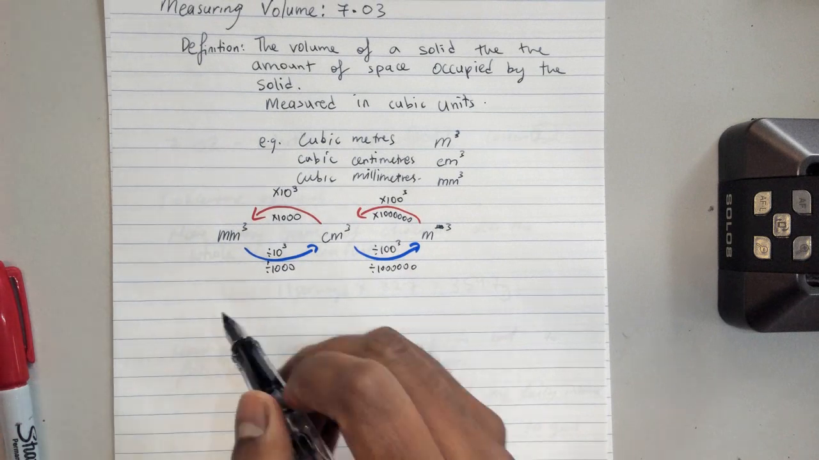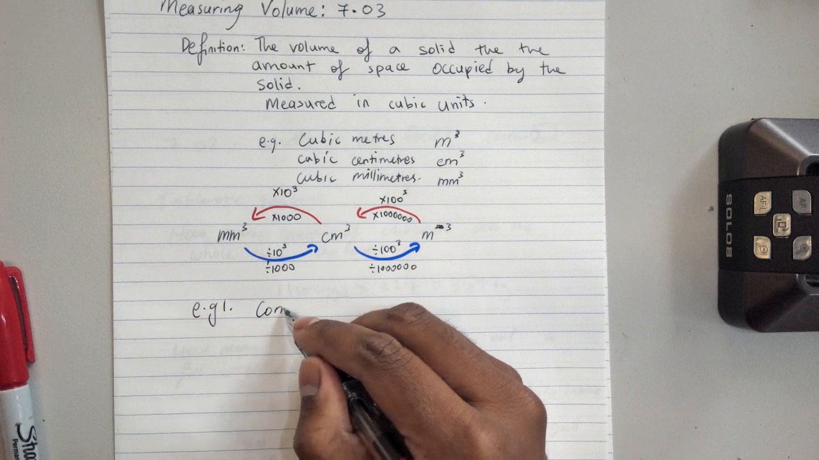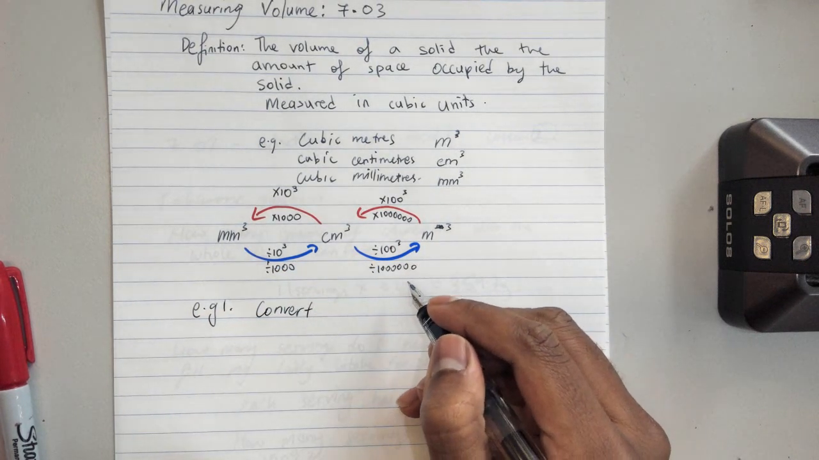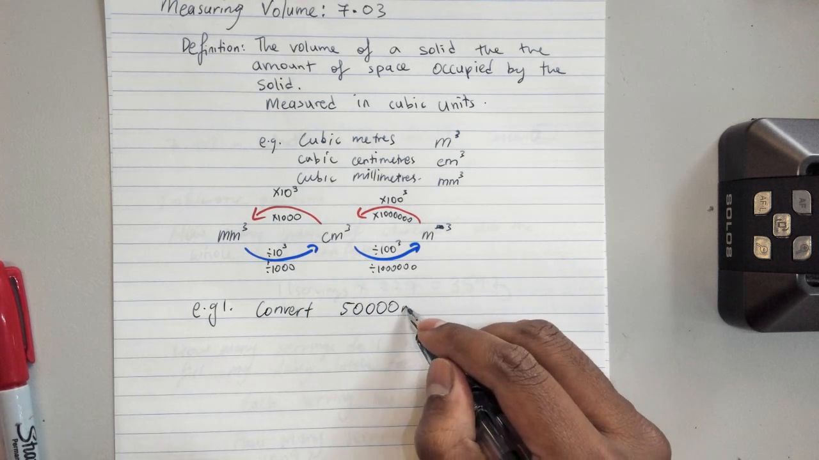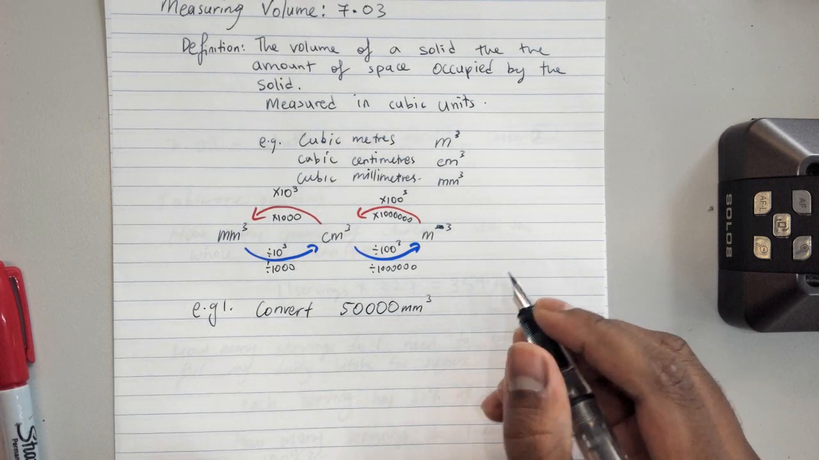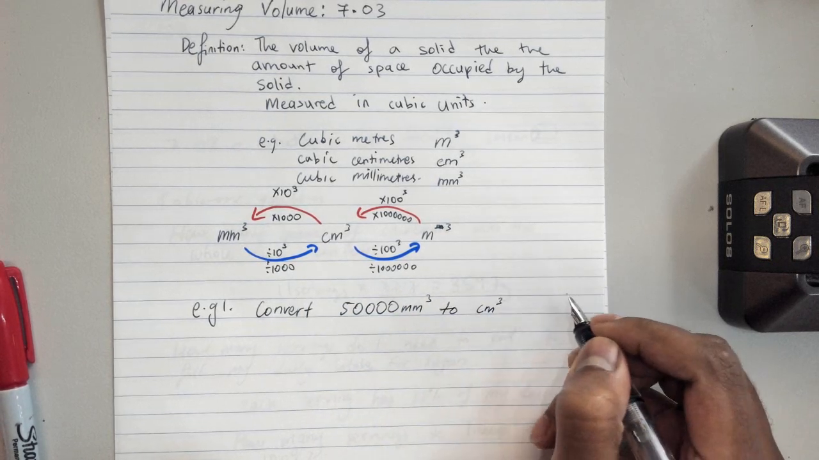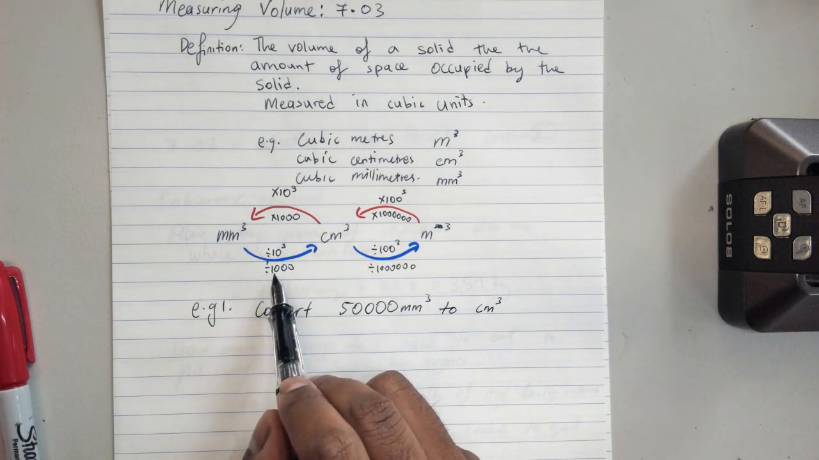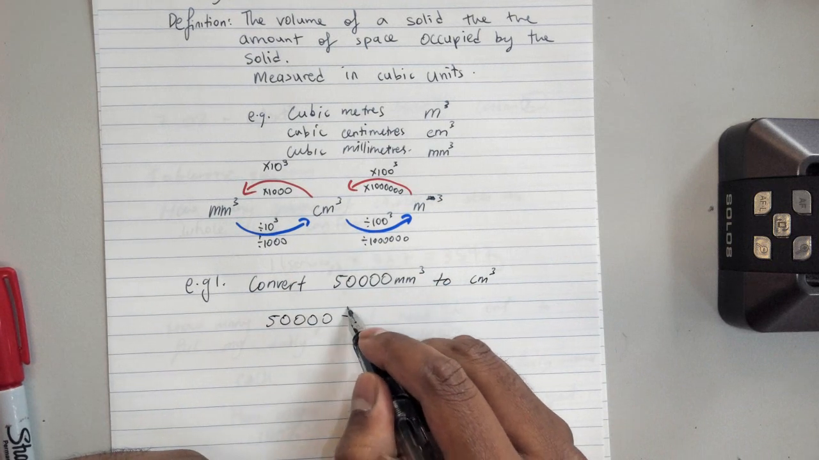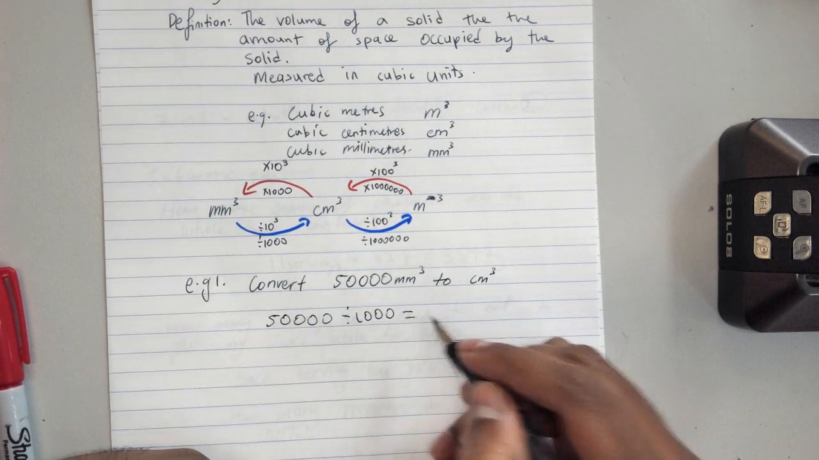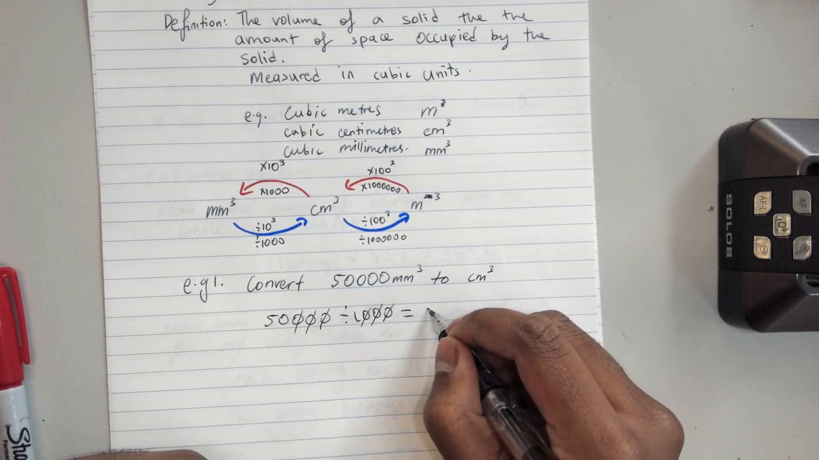So let's do 2 examples. Example 1. Convert 50,000 cubic millimeters to cubic centimeters. Well, let's go over here. We're going to have to divide it by 1,000. So we do 50,000 divided by 1,000. Remember how we cross off the zeros? 1 zero there, 2 zeros there, 3 zeros there. You get 50.